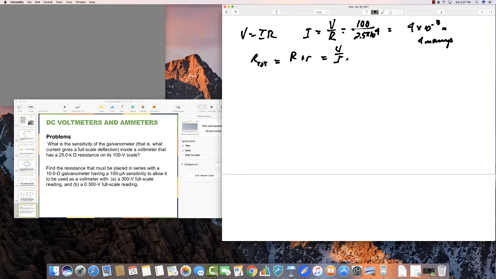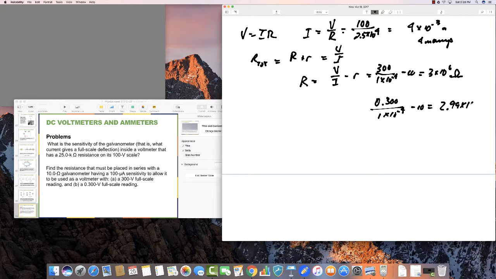And so that means big R, which is what we want, is V over I minus little r, which in this case is going to equal 300, that's the scale, divided by 100 microamps, so 1 times 10 to the minus 4, minus 10, which is that other r, and you end up with 3 times 10 to the 6th ohms. Now if you just change the scale, it's the same calculation, but instead of 300, it's 0.3 divided by 1 times 10 to the minus 4, minus 10, which ends up being 2.99 times 10 to the third ohms.